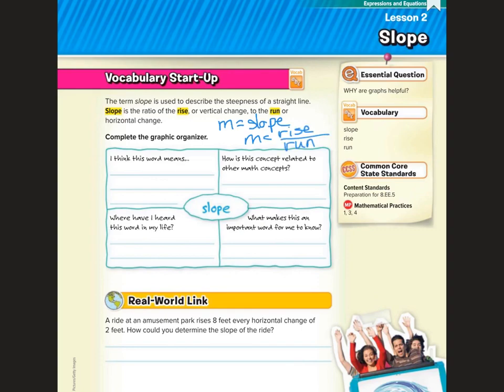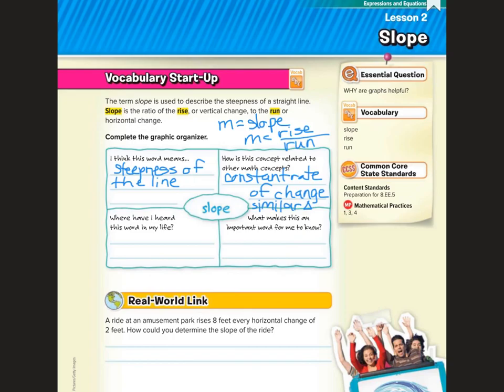Let's complete the graphic organizer for slope. So I think this word means the steepness of the line. How is this concept related to other math concepts? Right now, I'm making a connection to constant rate of change from the previous lesson. I'm also making a connection to similar triangles.